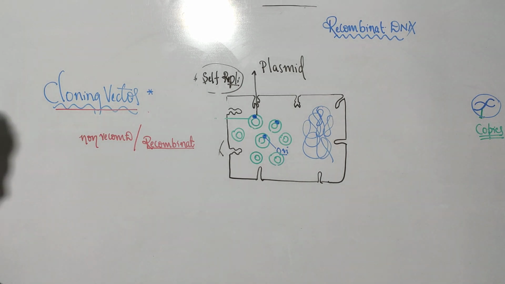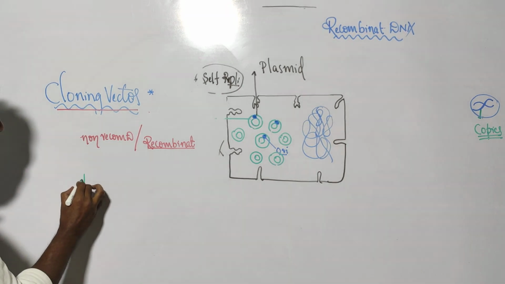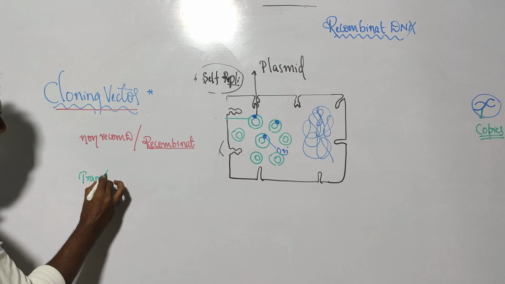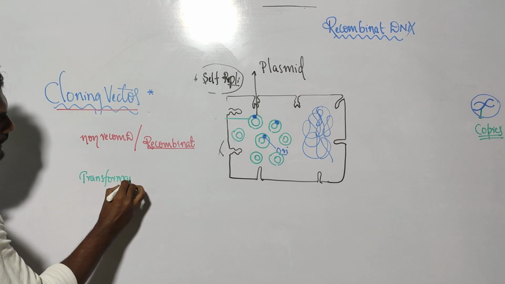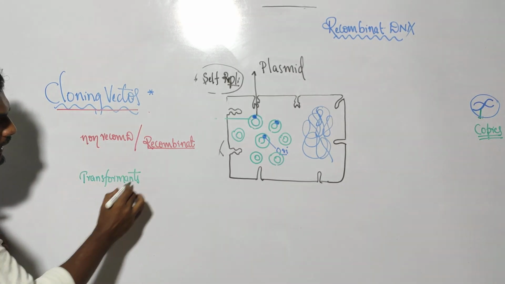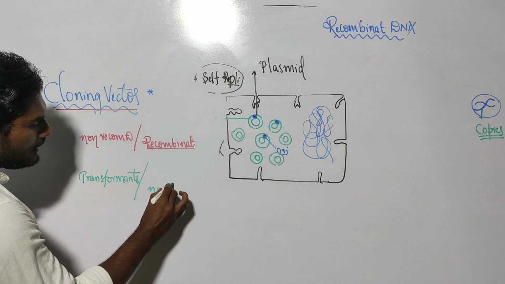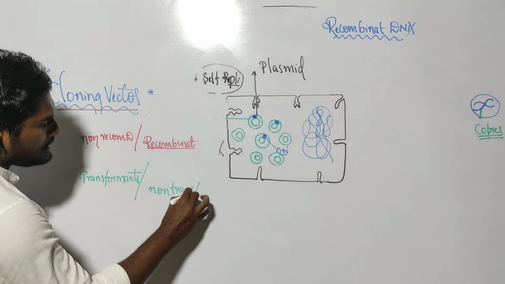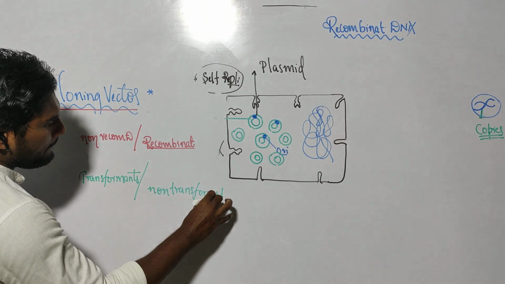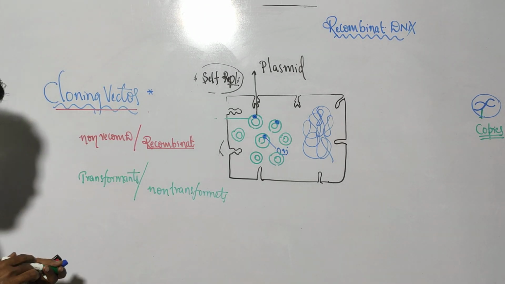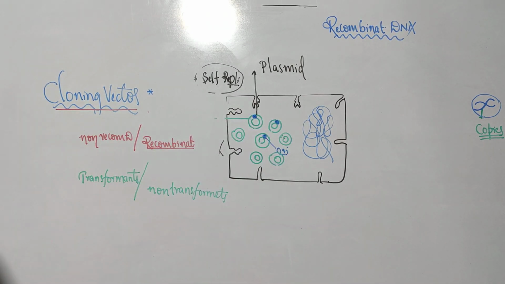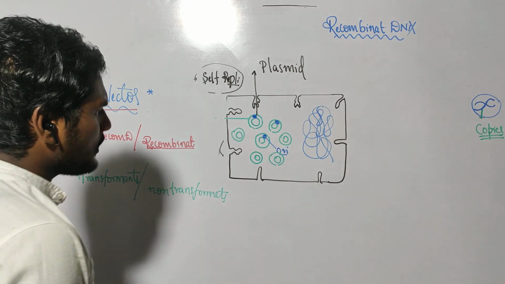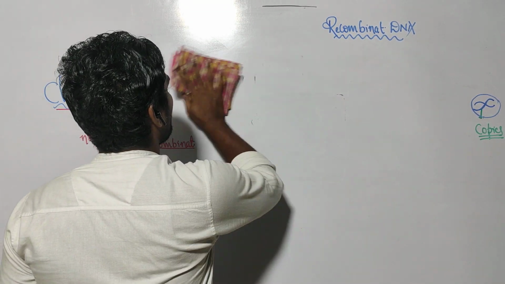Four names: recombinants, non-recombinants, transformants and non-transformants. Be careful, I said four names. Let me erase everything here. I step on to the concept now, which is the more confusing one.